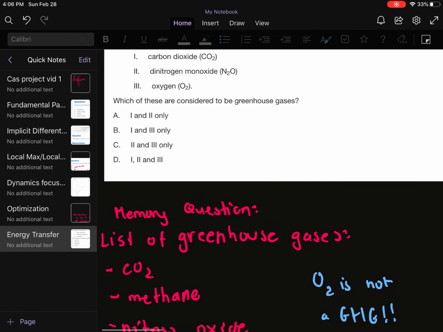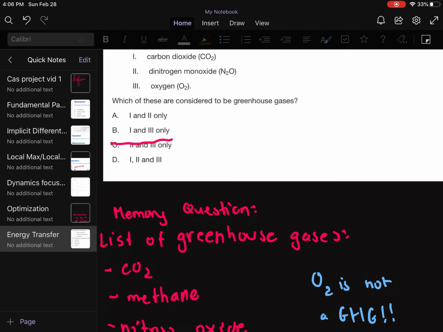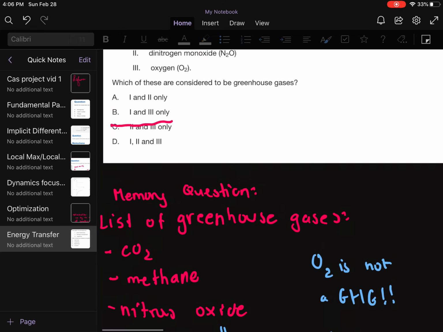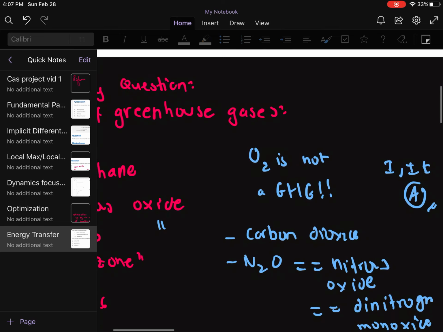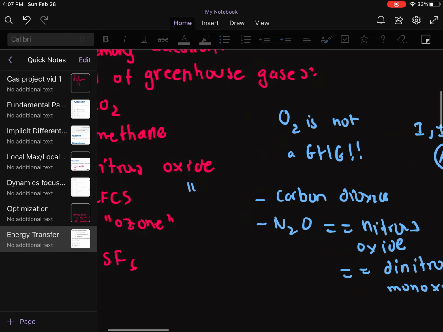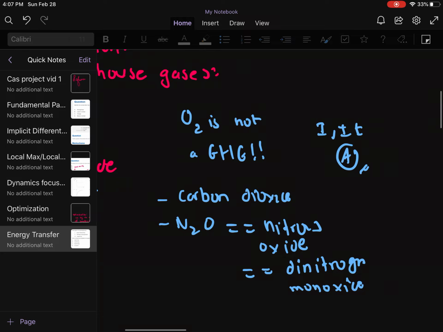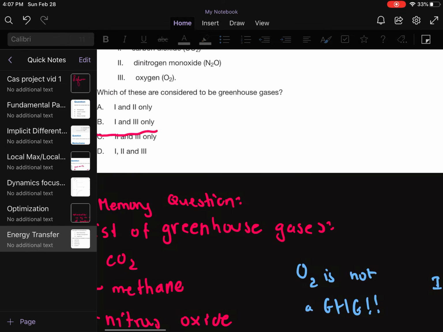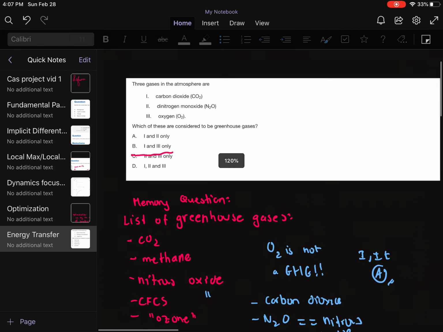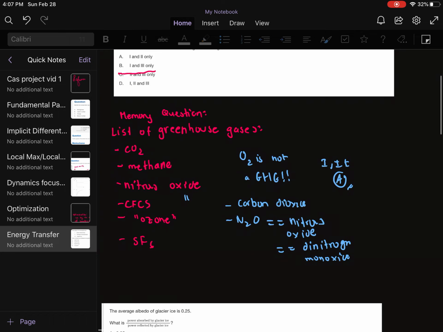This takes out C, because 1 is not in that option. And dinitrogen monoxide is basically nitrous oxide, so N2O. So that's also a greenhouse gas, which we wrote here as nitrous oxide. Hence, the answers were 1 and 2, and that leads to A. Hopefully, this question is basically a memory question. You list your greenhouse gases in your head, you match them up, see which one's not a greenhouse gas, and then you answer the question.